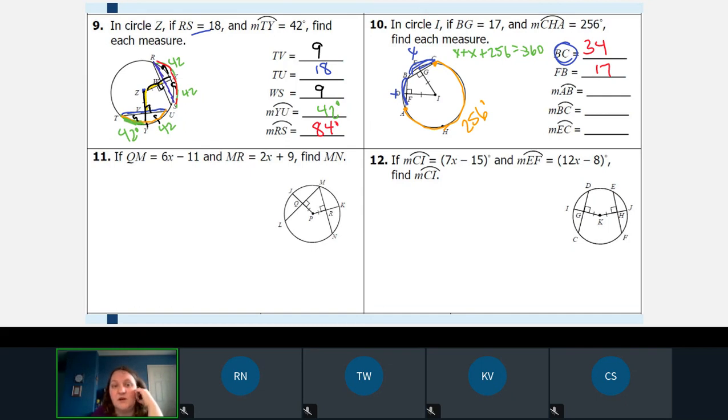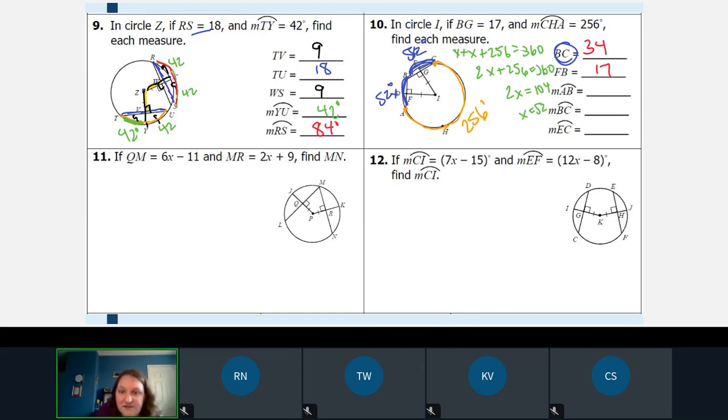Let's find the measure of each of these arcs X. So 2x plus 256 equals 360. Subtract 256 from both sides. 360 minus 256, 104. Divide both sides by 2, 52. So the measure of arc BC is 52, which means the measure of arc AB is 52, and these are in degrees.